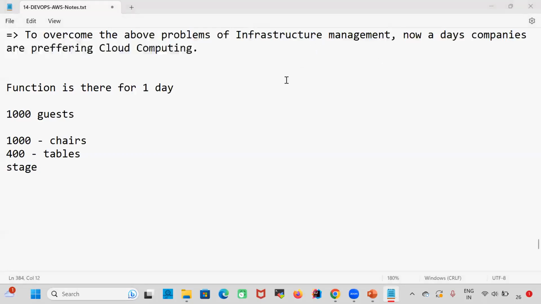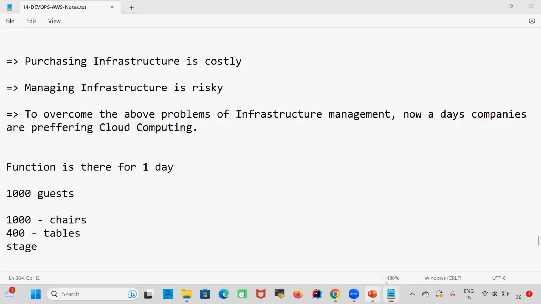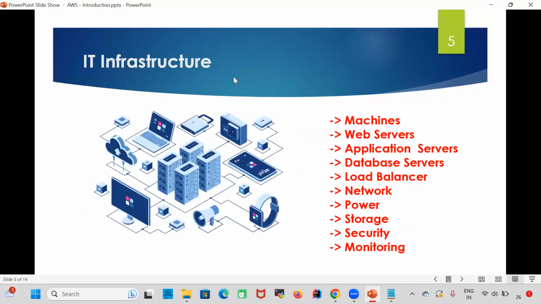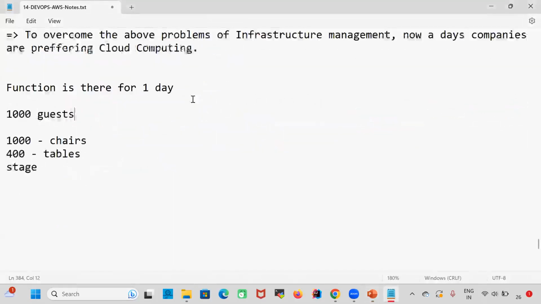Similarly, when we are going for application development or running a software company, whatever infrastructure is required, instead of purchasing the infrastructure, we can take this IT infrastructure for rent. How we are taking tables and chairs for rent, similarly, we can take IT infrastructure for rent to run our business, to run our company. Whatever machines, servers, database, storage, network, power are required, everything we can take for rent. That is called cloud computing.